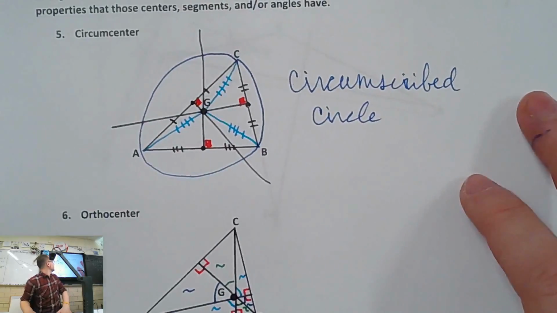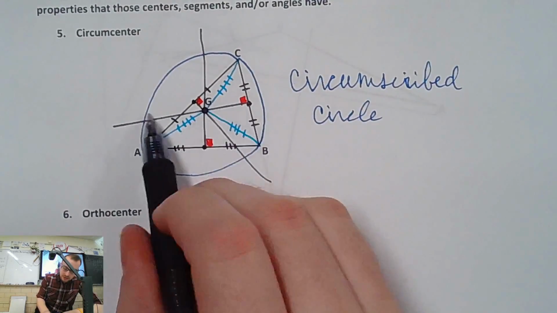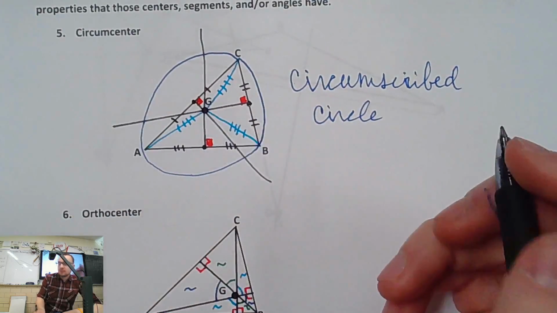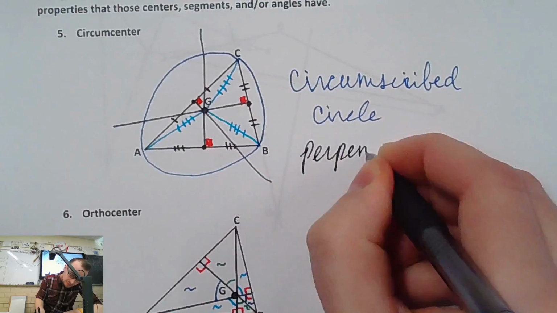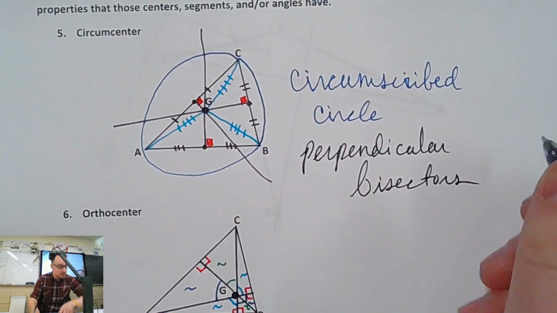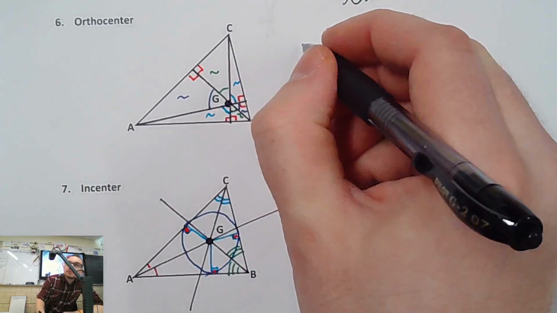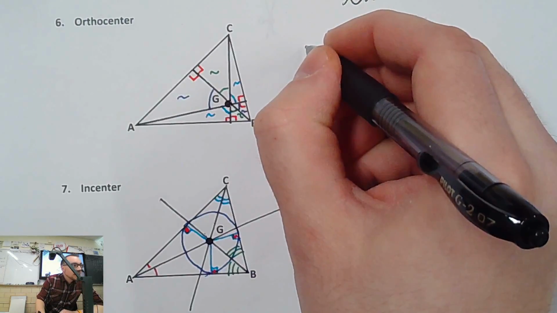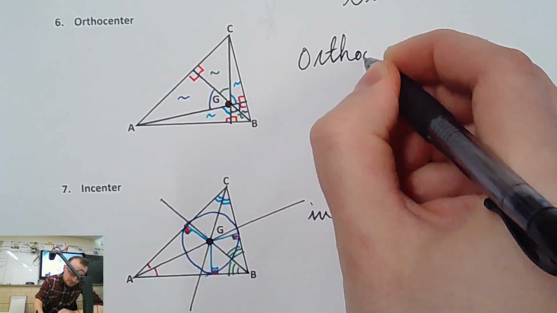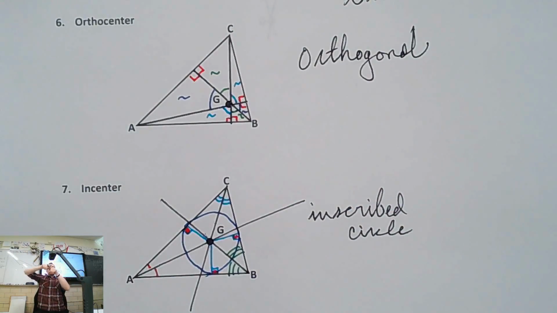So for 5, what kind of lines do we have to draw for the circumcenter? What kind of lines are these? They're perpendicular and they bisect, so perpendicular bisectors, so write that down. All right, number 6, tough one. What lines do we have to draw to make the orthocenter? The 90-degree ones, what do we call those? Orthogonals, right? Orthogonals. Like diagonal, but orthogonal. Diagonal means like this, right? Orthogonal means straight up.